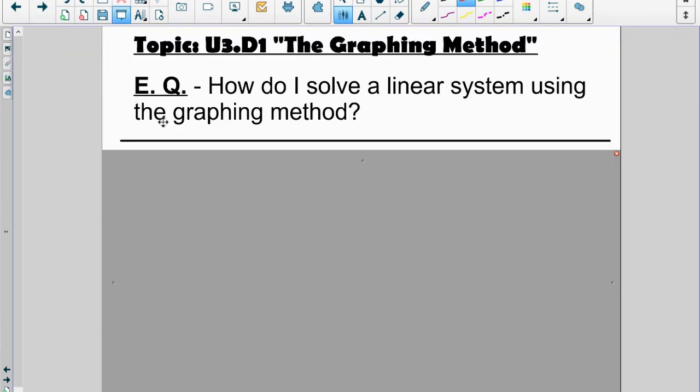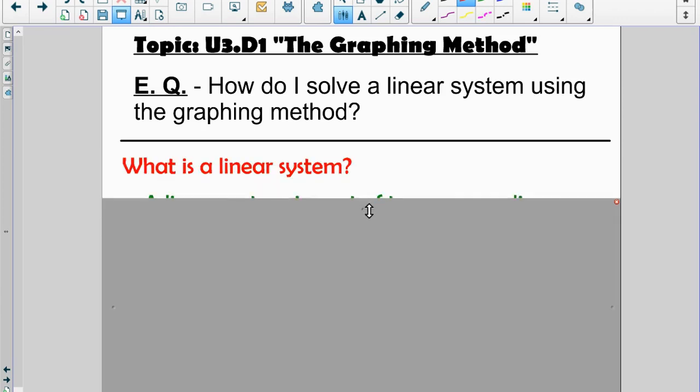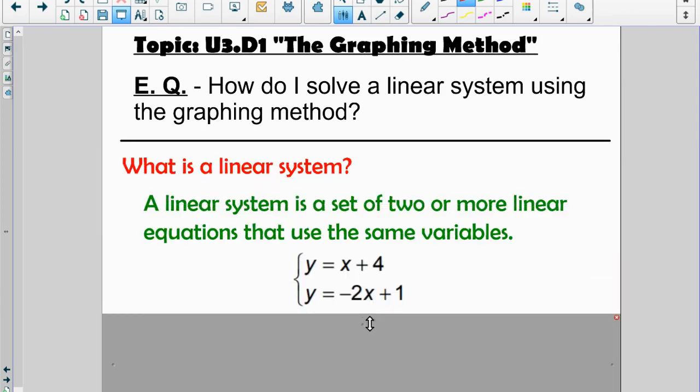So our topic today is the graphing method for solving linear systems. So our question today: how do I solve a linear system using the graphing method? Let's start by looking at what a linear system is. In our preview, we saw a linear system is when you have two or more equations that have the same variables, and they happen to be linear equations.